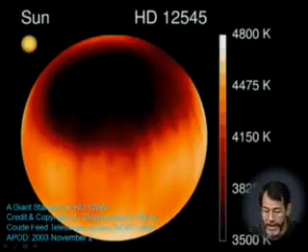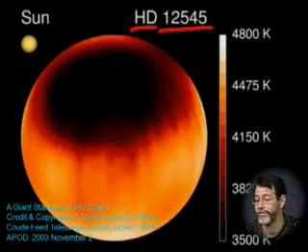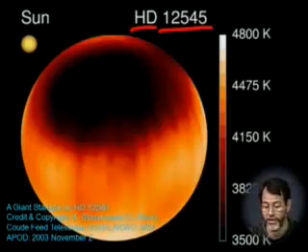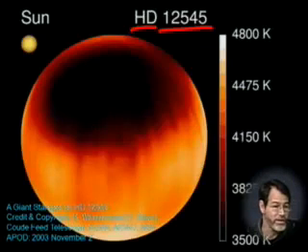This star, HD 12545, is the catalog number in the Henry Draper catalog, so there are lots of stars that are known. If you're out in a dark location, you can see on the order of thousands of stars. If you're in the middle of an average city, you can see dozens of stars.